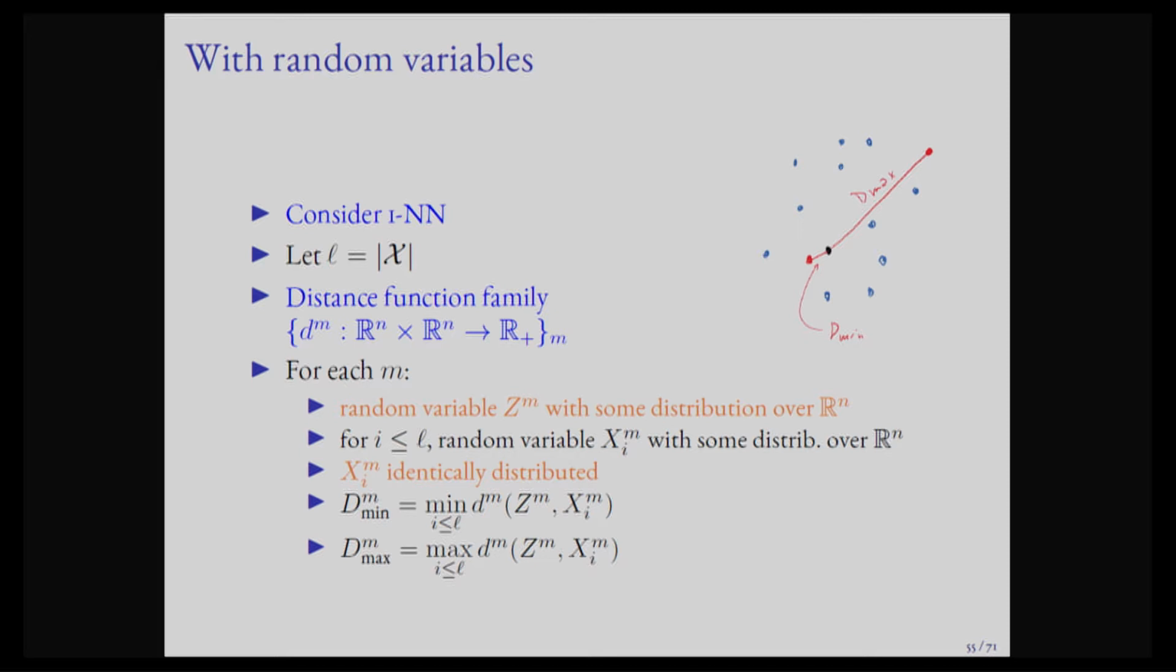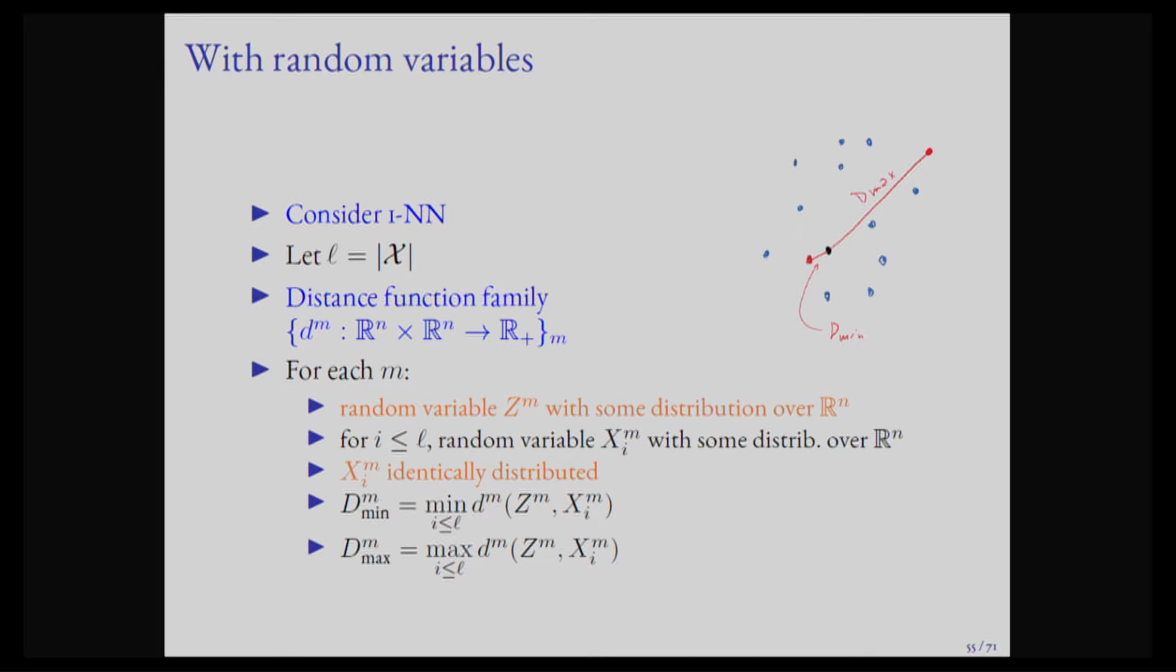All right, so for each of these m, there is a random variable zm with some distribution over Rn. So this is the selected point, okay? This random variable is, in fact, a vector of random variables. For each component, there is one. And then for each point, there is a random variable representing the point, okay? So all the points are identically distributed. Z doesn't need to be distributed with the same distribution.